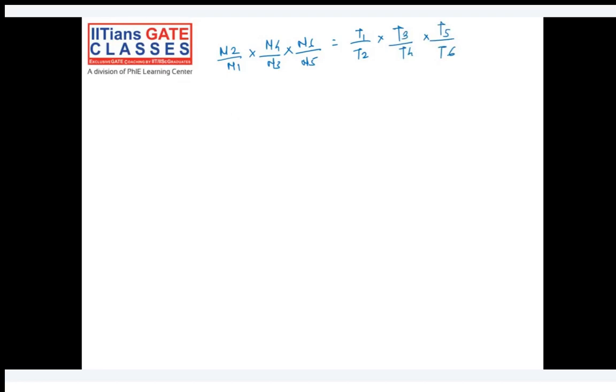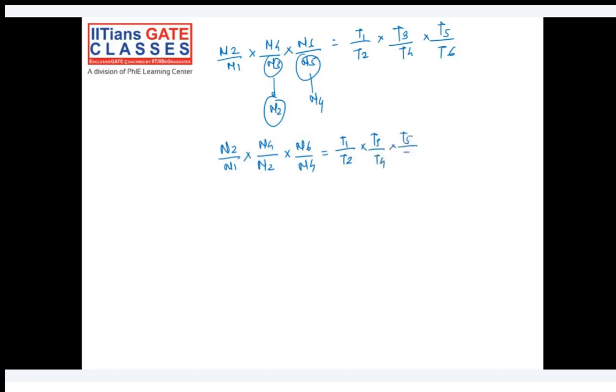N2 by N1. You already know that N3 can be written as N2. Do you agree? And N5 can be written as N4. So I can rewrite this expression as N2 by N1 is equal to N4 by N2, into N4 by N2 into N6 by N4, that is equal to T1 by T2 into T3 by T4 into T5 by T6.